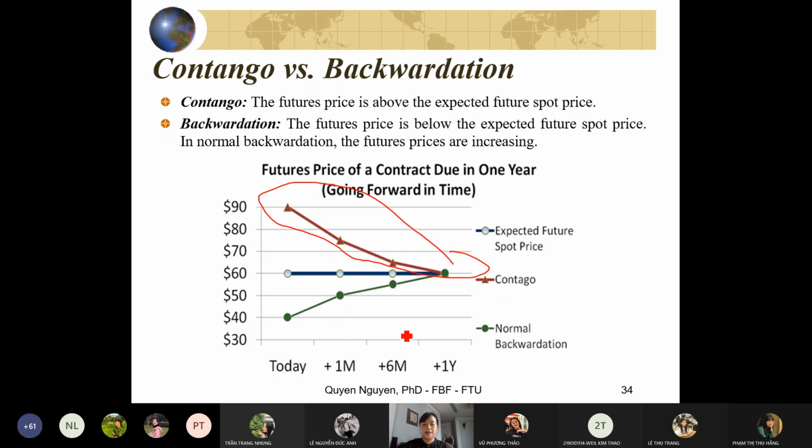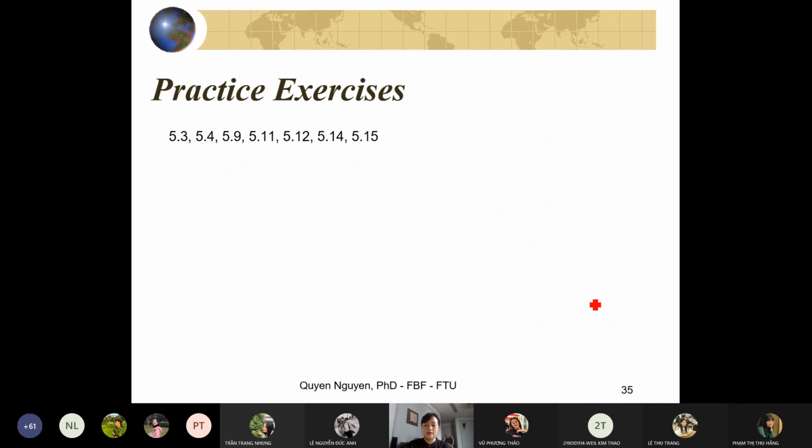And the backwardation would be the trend in which we can see the future price is below the expected future spot price. Okay. In normal backwardation, the future prices would be increasing over time, and at some certain point of time, we would expect that there would be the convergence of prices. So the expected future spot price will converge together with the future price. Okay, and that is the end of the chapter.